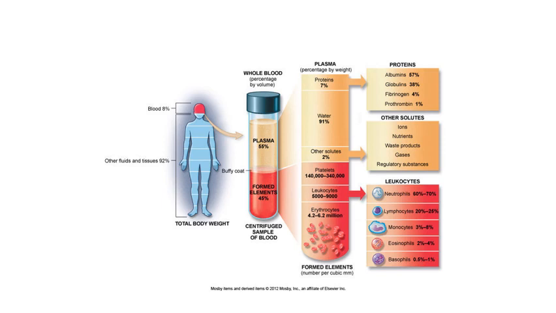Within that plasma, we see things like proteins and other solutes, but that plasma is mostly water, right? 91% water, and then we've got these other proteins and dissolved substances in there. And then for the formed elements, we can divide those into our three major categories of cells. And those are the erythrocytes, which are red blood cells, leukocytes, which are white blood cells, and platelets.